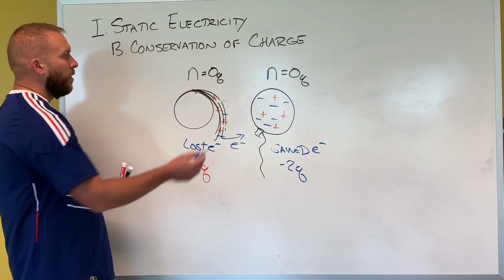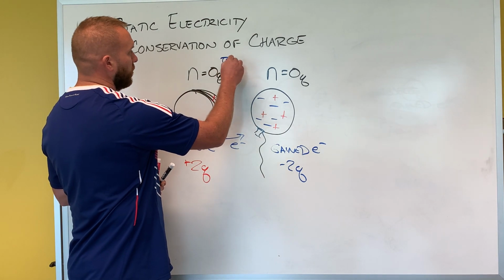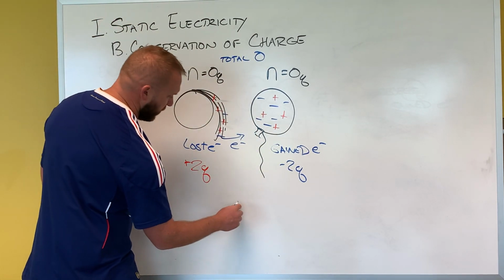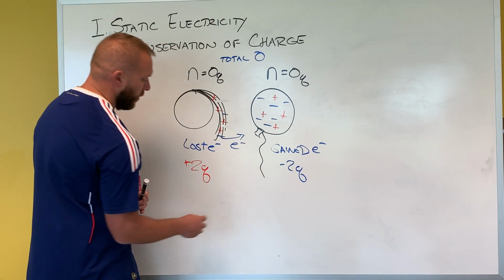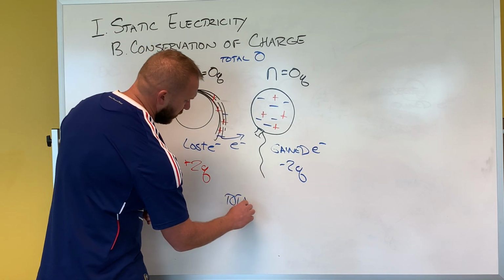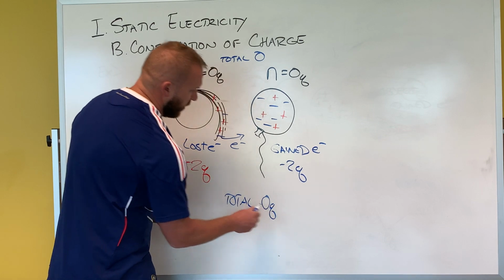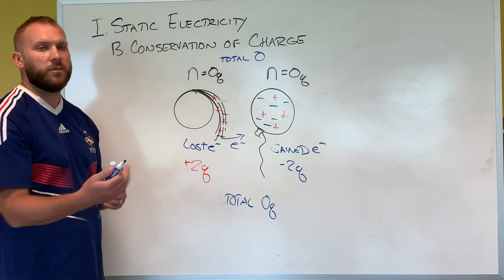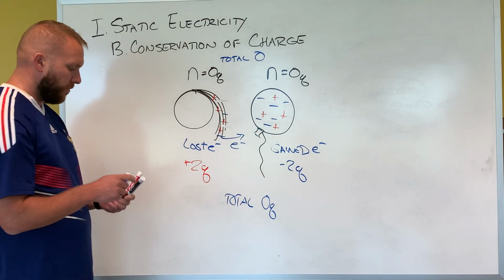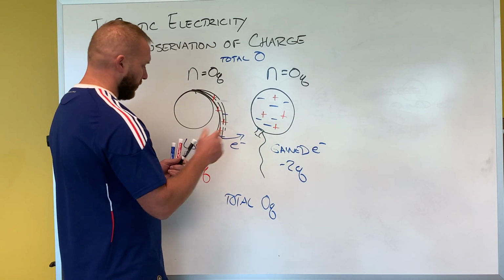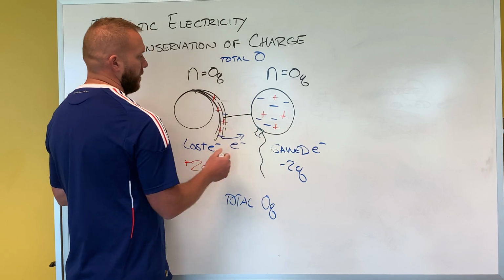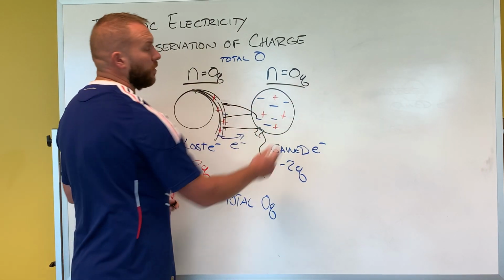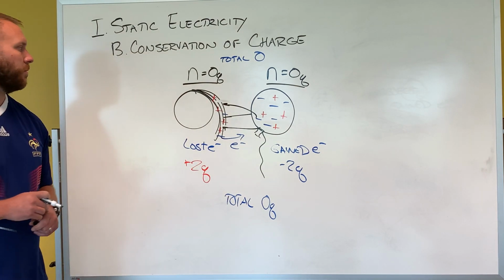But if initially our total was 0, our total afterwards also has to be 0. So even though things are charged, our total charge is still 0. We haven't gained additional electrons that we didn't have before, we haven't lost them. If you were to zap someone or touch someone, if these were to connect again, those electrons could move back, which would bring it back to what it was initially, 0 for its charge.